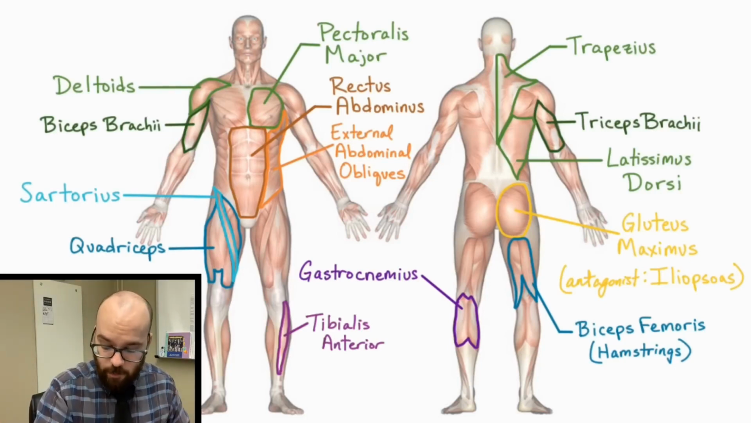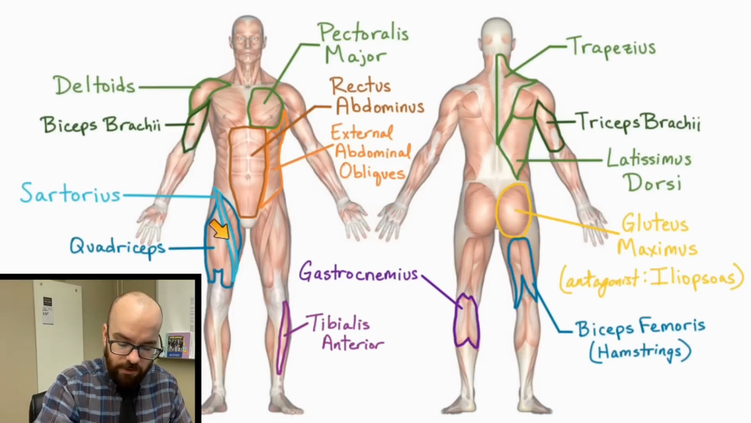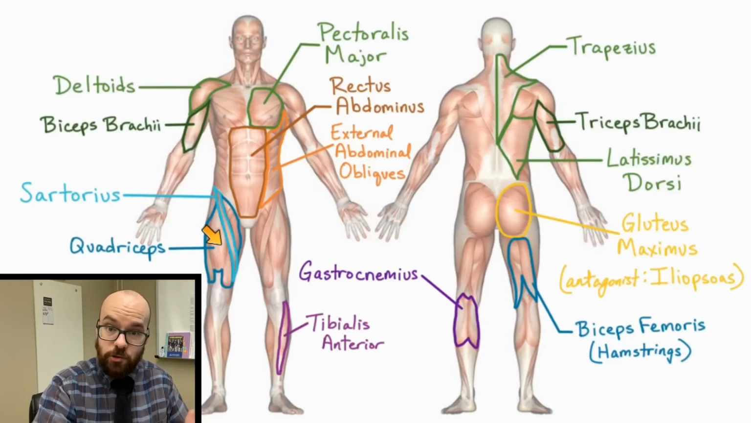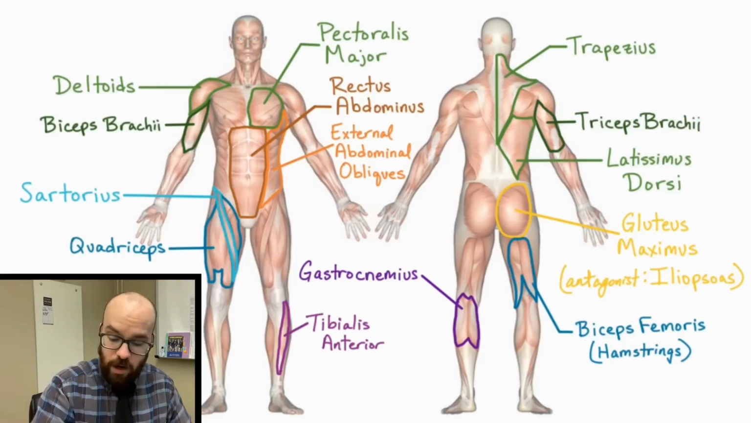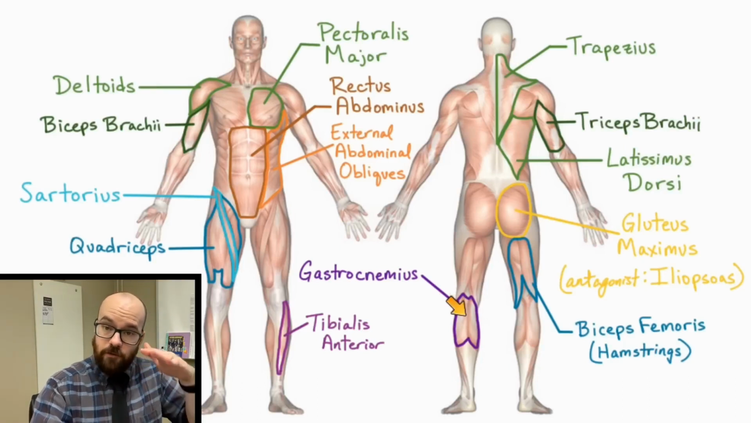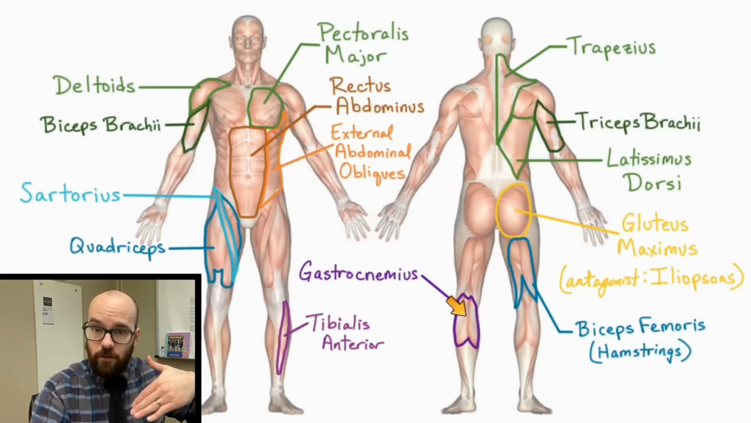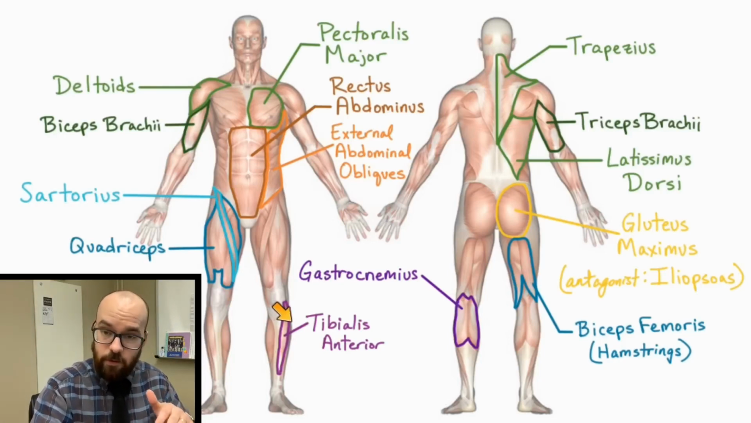Controlling the knee joint, we have the biceps femoris, which will flex or bend the knee. And we have the quadriceps muscle, which will extend or straighten out the knee. We have the sartorius or the stinky leg muscle, which rotates the knee to the side or laterally. We have the gastrocnemius, which is going to bend your foot down, or plantar flexion of the foot. And we have the tibialis anterior, which will raise the foot, or dorsiflexion of the foot.